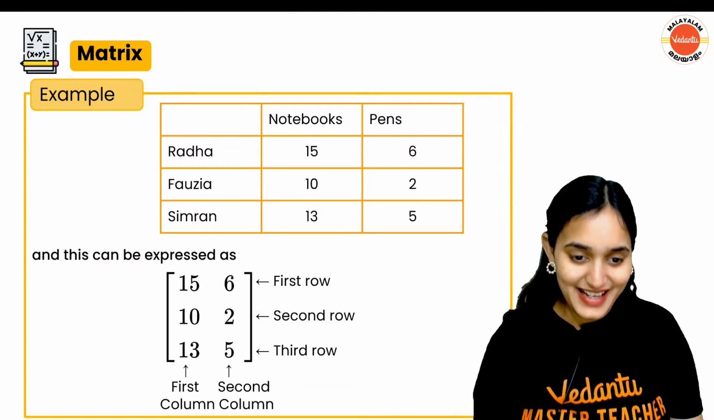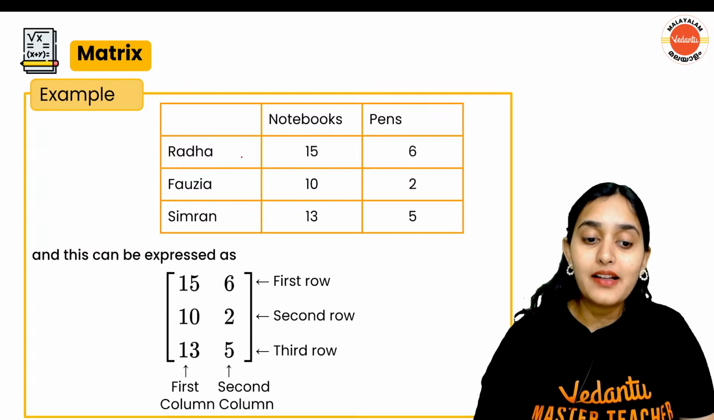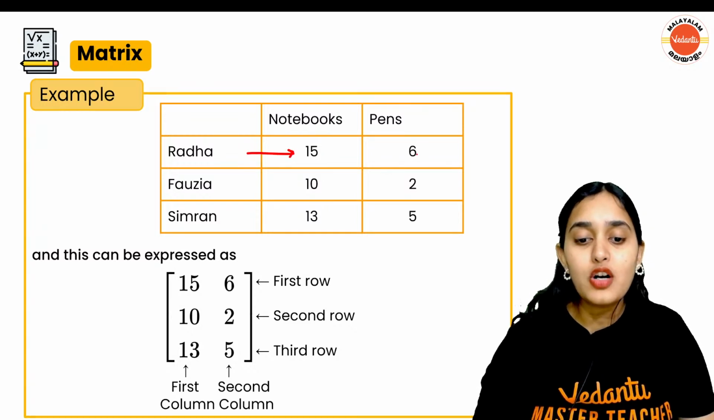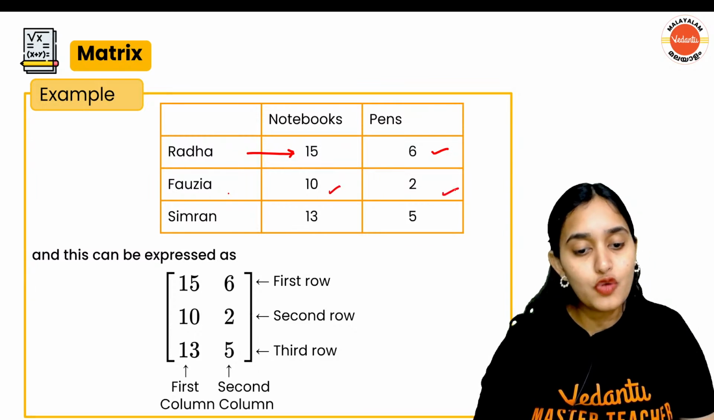All right. For example, suppose I want to store data that Radha has bought 15 books and 6 pens. Fazia has bought 10 books, 2 pens.